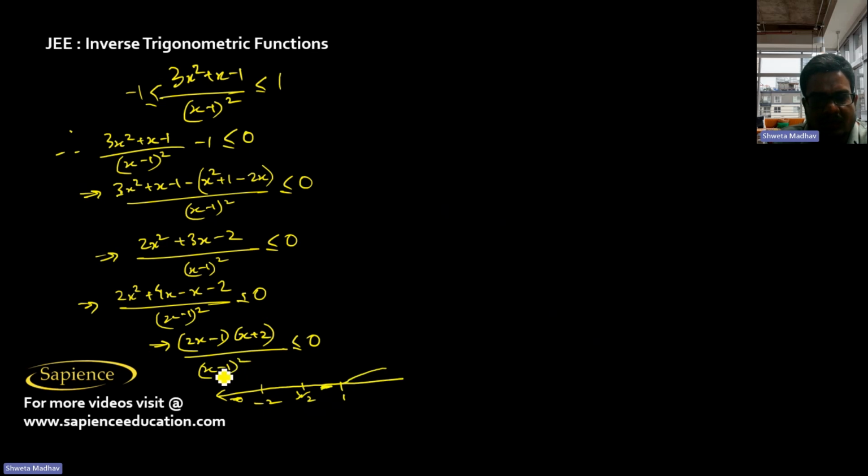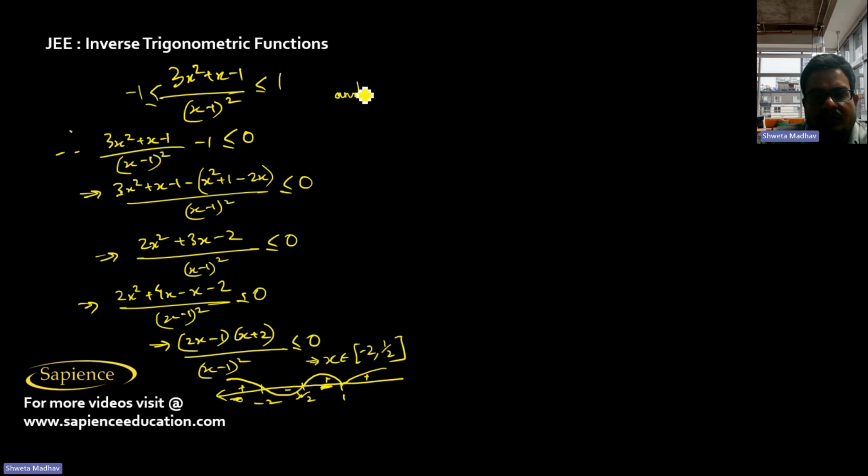If I take more than 1, say 2, then it will be positive. Then here also no sign change, positive, positive. Then here negative, here positive. So you have to take less than 0 only. So it will be x belongs to minus 2 to half.